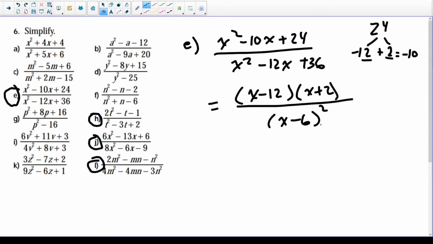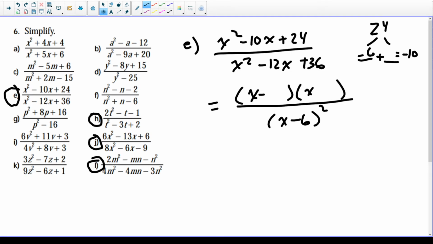Now, did I make a mistake at the top? Oh, you're absolutely right. Negative 12 times 2 gives negative 24. So I went too fast there. Thank you very much, chat, for fixing that issue.